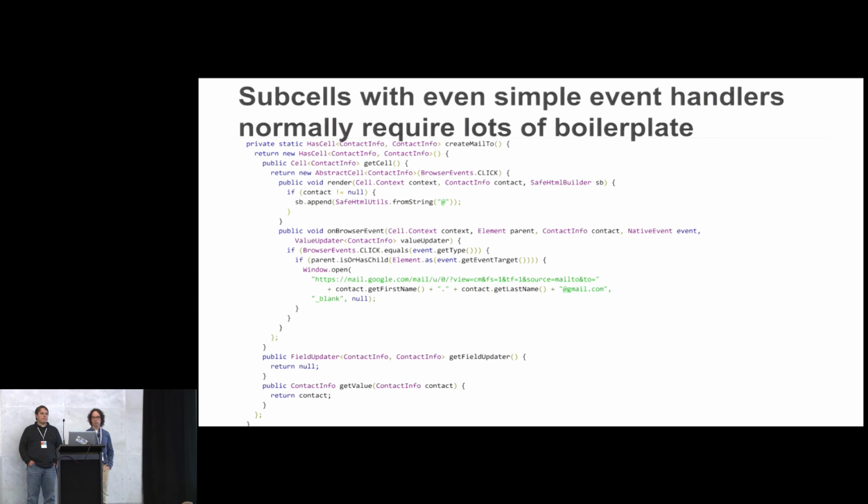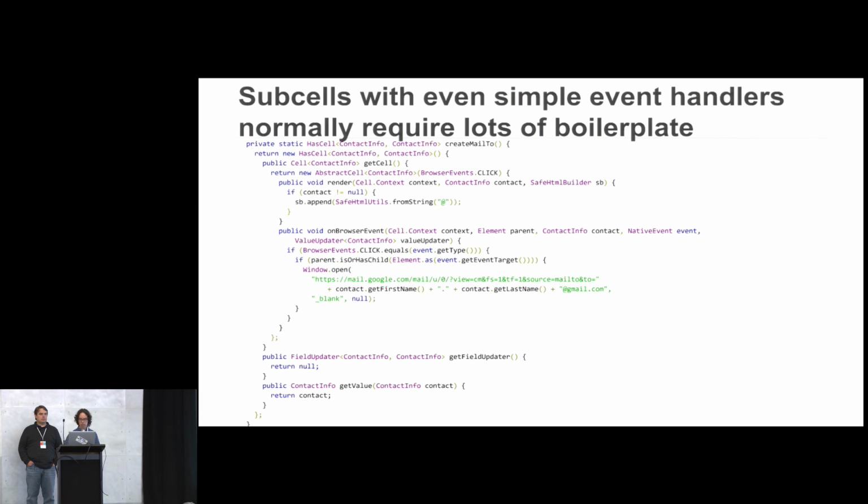Then for event handling, if you're doing simple event handling, where you're not, say, updating your data store, an example would be that mail to link, right? We're not changing anything about the contact when you send them mail. You're just navigating to a different part of your app. For those kinds of simple event handlers, you can have a surprisingly large amount of boilerplate to do something simple like that. So this is just checking that you clicked on that @ symbol that's rendered using a bit of SafeHtml there. On browser event, we look if we hit the right click target, and then we call window open. And then we have the stuff that we're hardly even using here, the field updater and the contact.